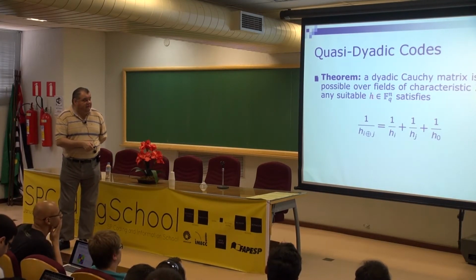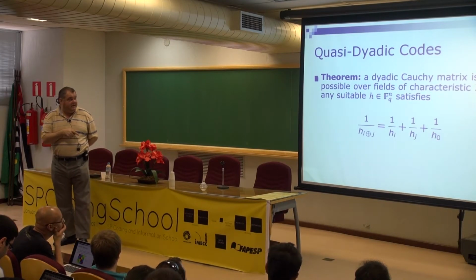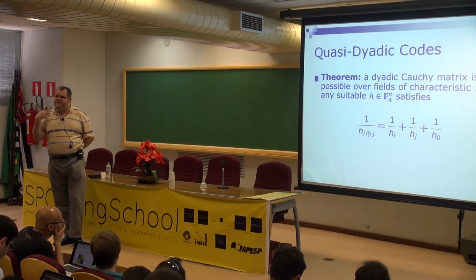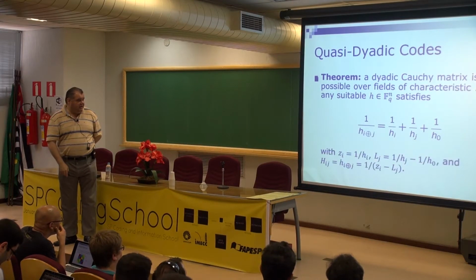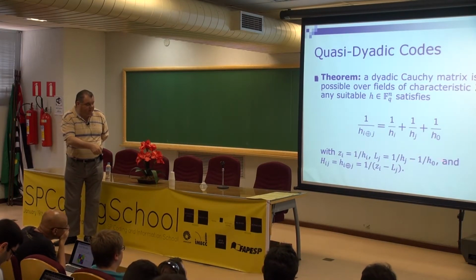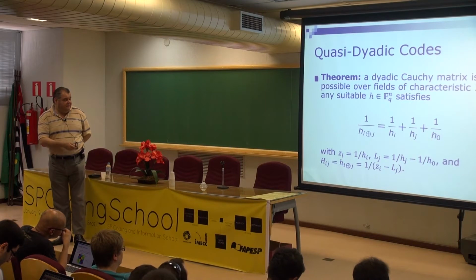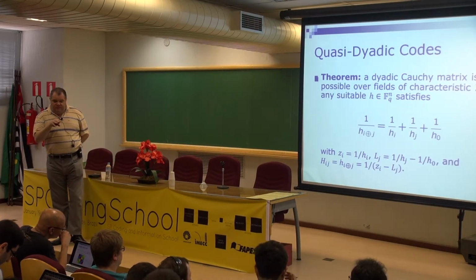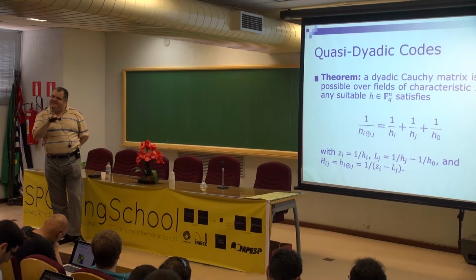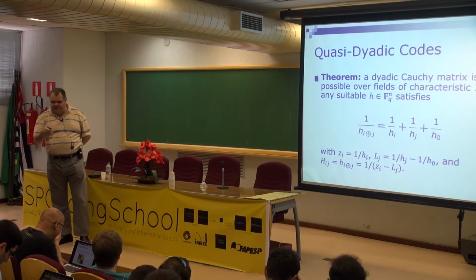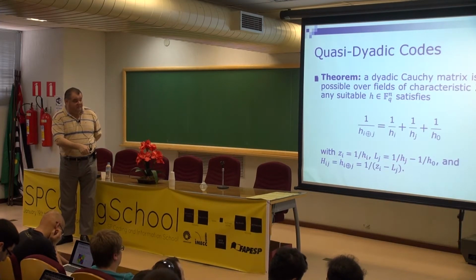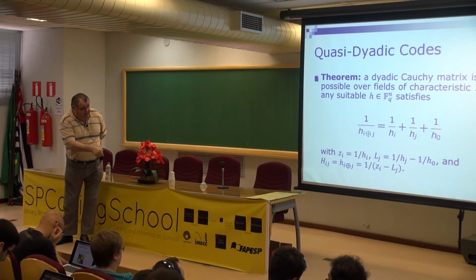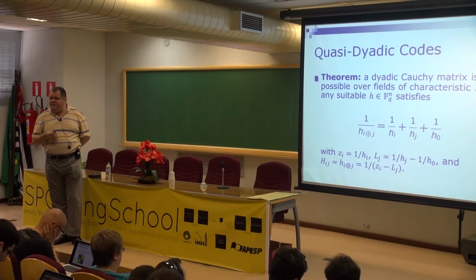There is a condition that vector h must satisfy so that the resulting dyadic matrix is also a Cauchy matrix. It's this condition, and indices start from 0, not from 1. And what are the sequences Z and L that define a Cauchy matrix? Z will be the inverse of H, L will be the inverse of H minus the inverse of 0 here. So it is possible.